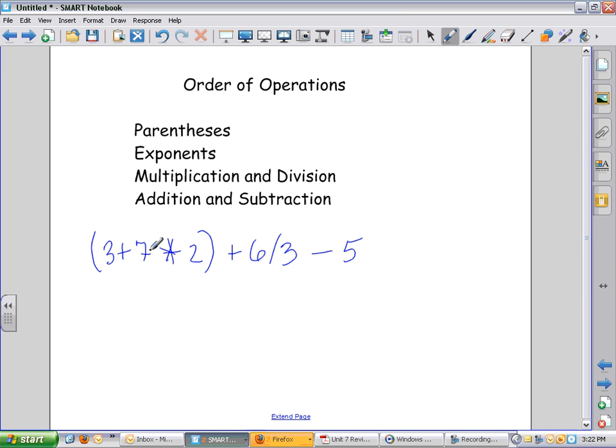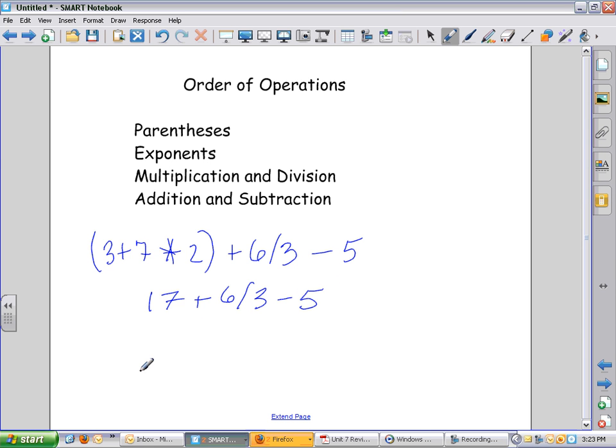So we know just by looking up at our order of operations that we need to do the parentheses first. So I come down here, but within the parentheses, I have a multiplication sign, so that needs to be done first. 7 times 2 is 14. So 3 plus 14 is 17. So let's rewrite the problem as 17 plus 6 divided by 3 minus 5.